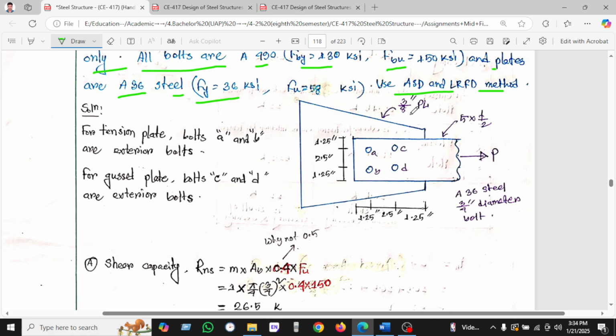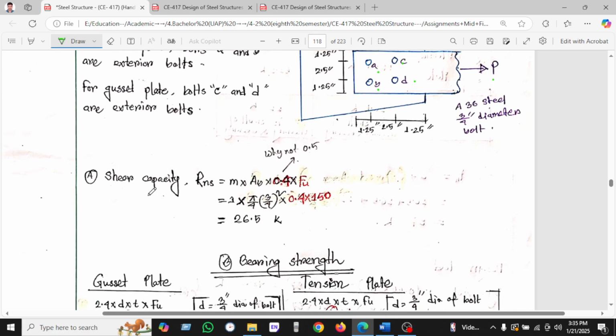So these are the given: plate thickness 3 by 4, and this is the 5 into 1 by 2, and this is the plate. For the tension plate, bolts A and B are the exterior bolts, so you can see A and B is given here. For the gusset plate, C and D are the exterior, so C and D are exterior.